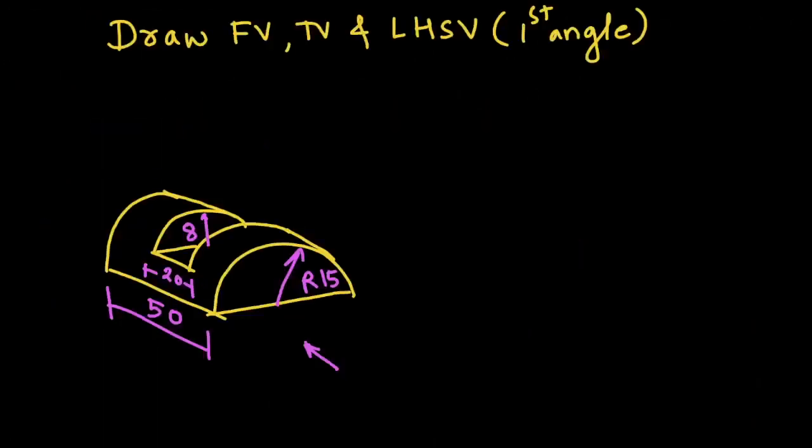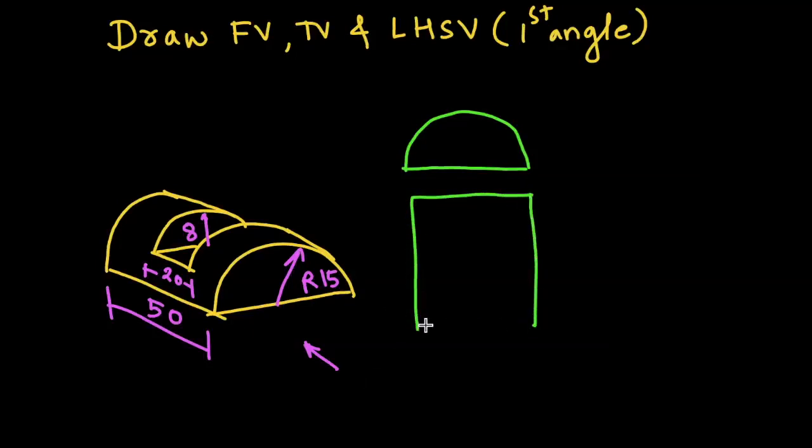Welcome to Technical Drawing. Today we'll draw front view, top view and left hand side view of this object in first angle. Now if you see from the front, you will see a semicircle. So first we will draw a semicircle. In top view it will appear as a rectangle, so we'll draw a rectangle.